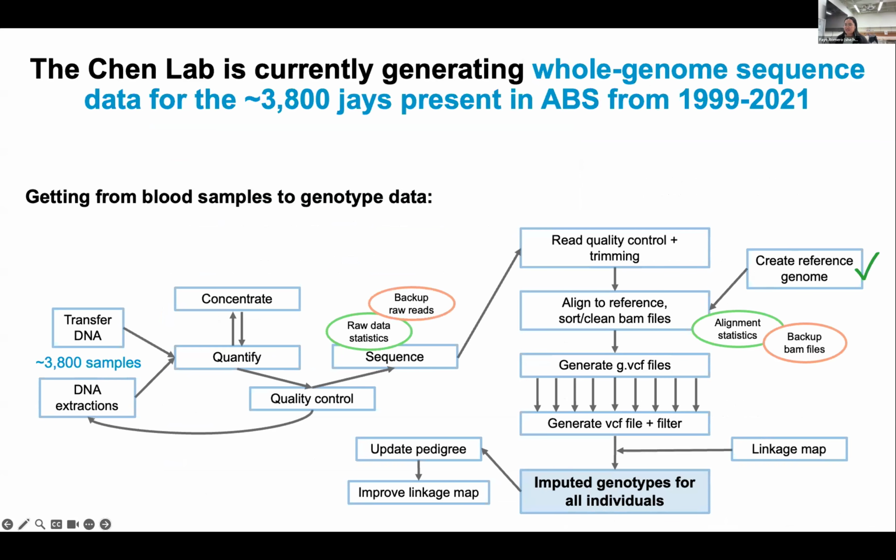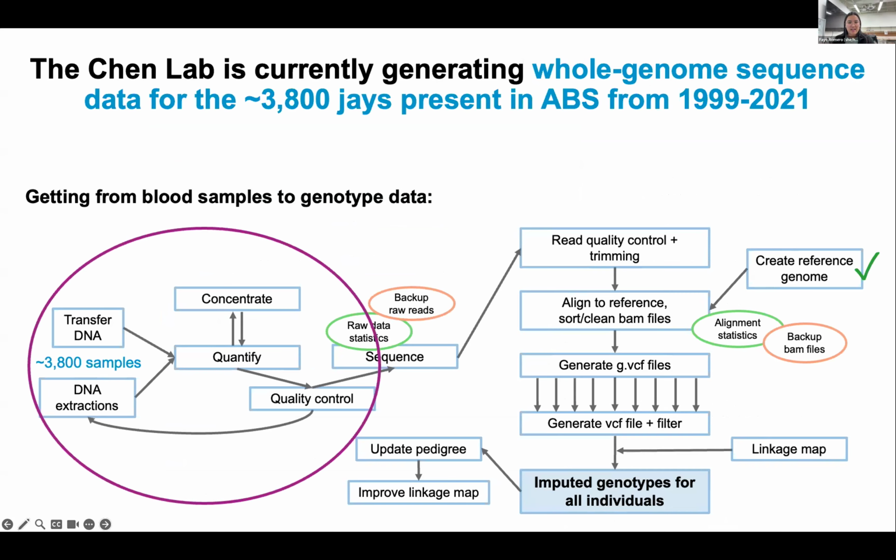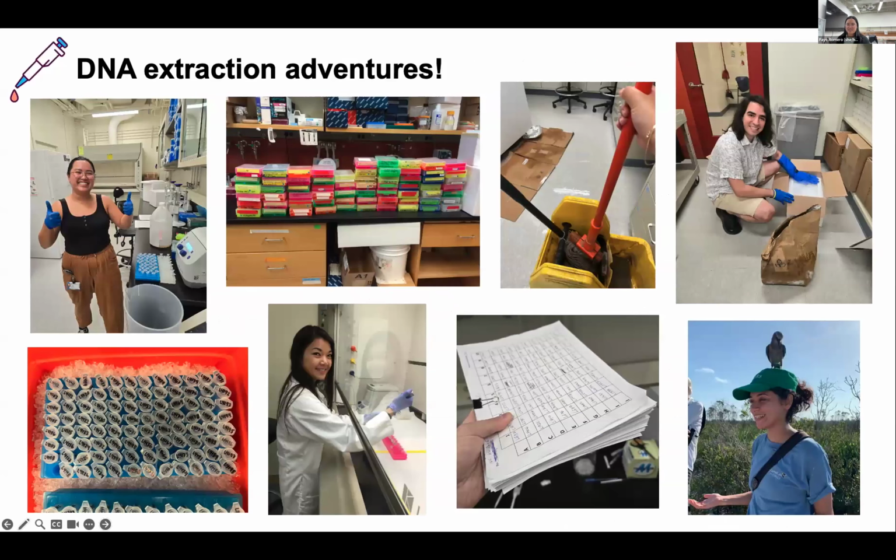Okay, so back to this previous slide of our goals and our little pipeline here. I put a little tick on create reference genome because we have ticked that off our list. And so now we have to get DNA from blood, and we have to do this for almost 4,000 samples. And so I just wanted to give a little fun slide of DNA extraction adventures.